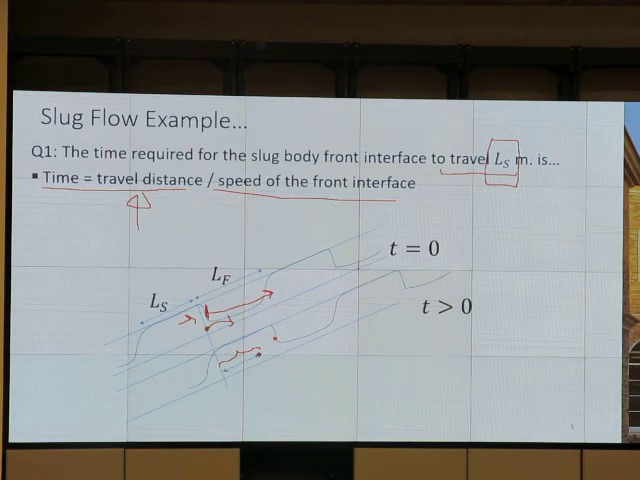So if every location in the slug body has the same velocity, we don't need to do integration. But if it's not, then we have to do integration. Maybe the front is a little bit faster than the back, then we have to do integration. Most of the time we just say it's the same everywhere to be easy. We don't know the velocity profile, and we already assume that every location in the slug body has the same velocity.